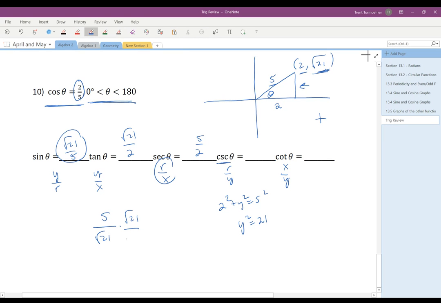But when you rationalize the denominator, that gives you 5 root 21 over 21. And then cotangent is just the reciprocal of tangent, so it's going to be 2 over root 21. So when you rationalize, you get 2 root 21 over 21.